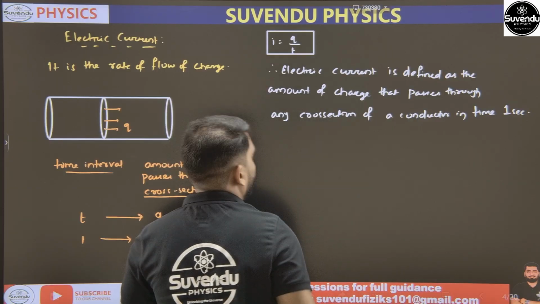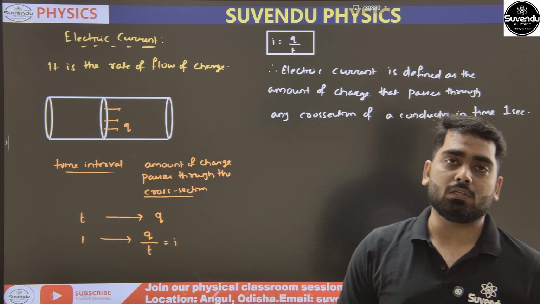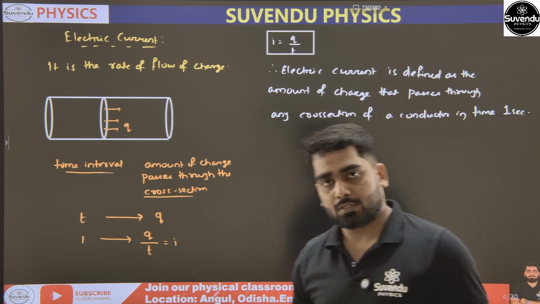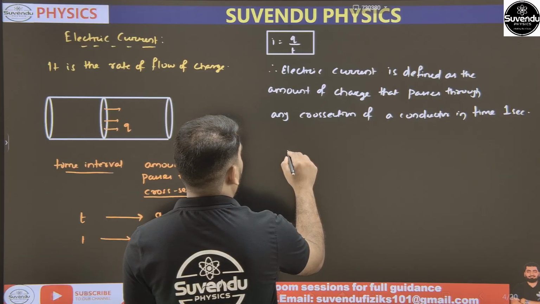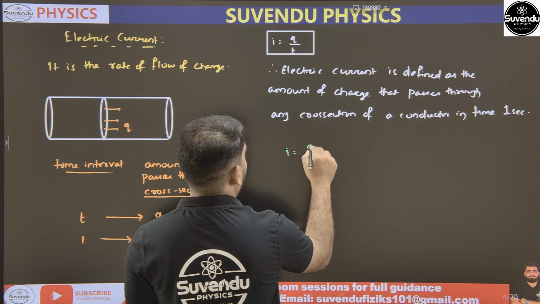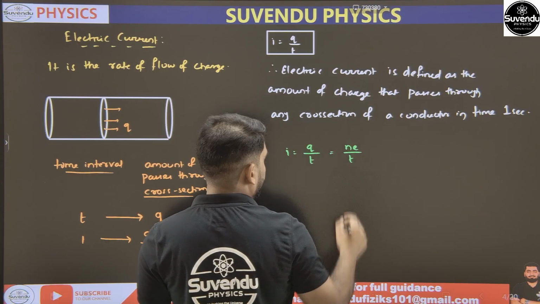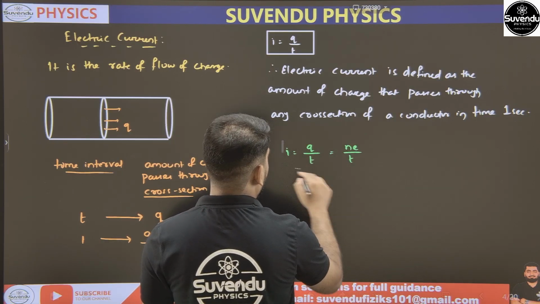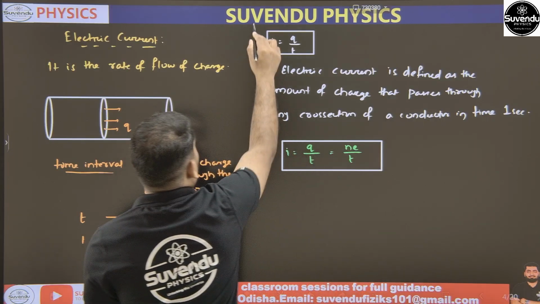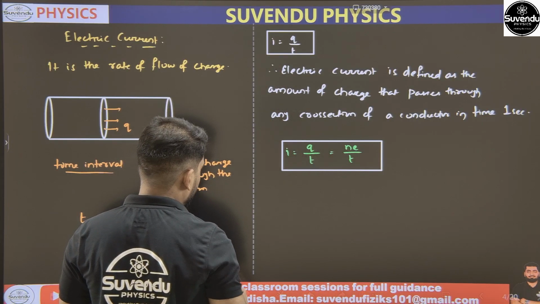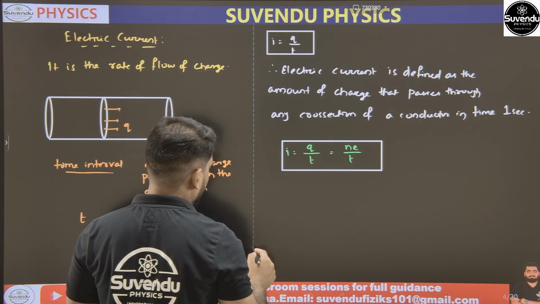So this is about our electric current, and we further know that q is equal to NE, as per the quantization of electric charge. Thus we can write I, electric current, is equal to Q by T, which is equal to NE by T. So N is the number of electrons and E is the magnitude of charge of each electron, the elementary charge. I think this category is clear to all of you.